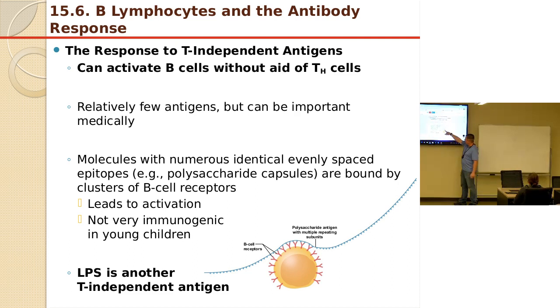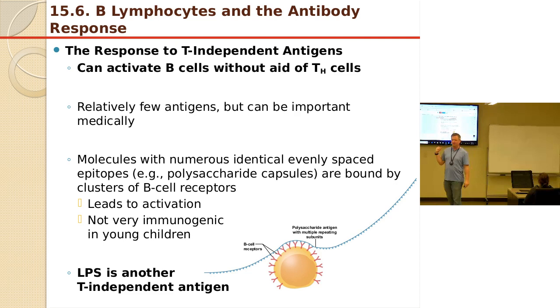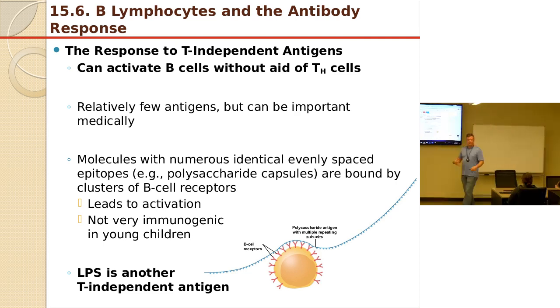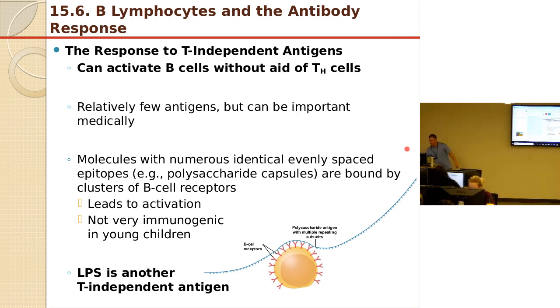Up here, molecules with numerous identical, evenly spaced epitopes are bound by a cluster of B cell receptors. That leads to activation. Not very immunogenic in young children. So the T-independent process isn't very good in children. Again, what are the children relying on? The maternal antibodies that last for the first 6 months of life, before the immune system comes on. So these T-independent antigens aren't going to work very well in kids, and when I'm talking kids, I'm talking infants, because their immune system isn't online yet. Even though their immune system recognizes through genetics and history that these are bad antigens, the immune system is not completely online, and it can't actually do much about it. Of course not.